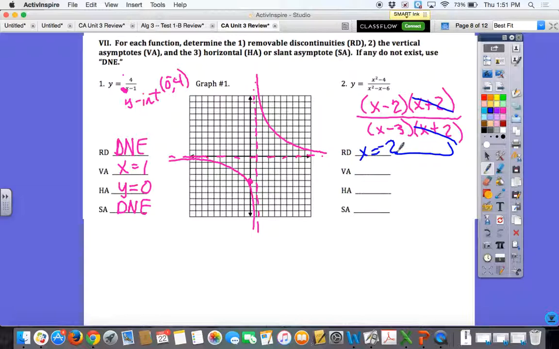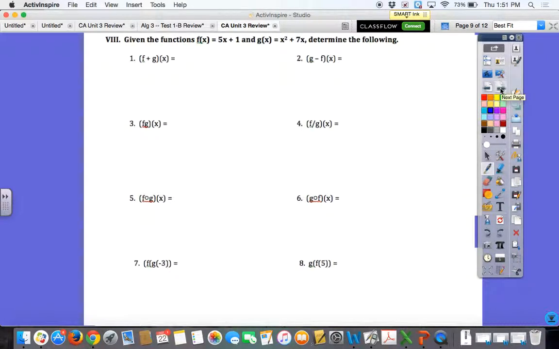Just remember, set it equal to 0. The one that remains, that's your vertical. Horizontal, go right back up there. Use your degree rules. Degrees are the same, so you do your leading coefficients. 1 over 1, well, that'd just be 1. And you don't have one of these again. All right, hopefully we're getting close to being done.